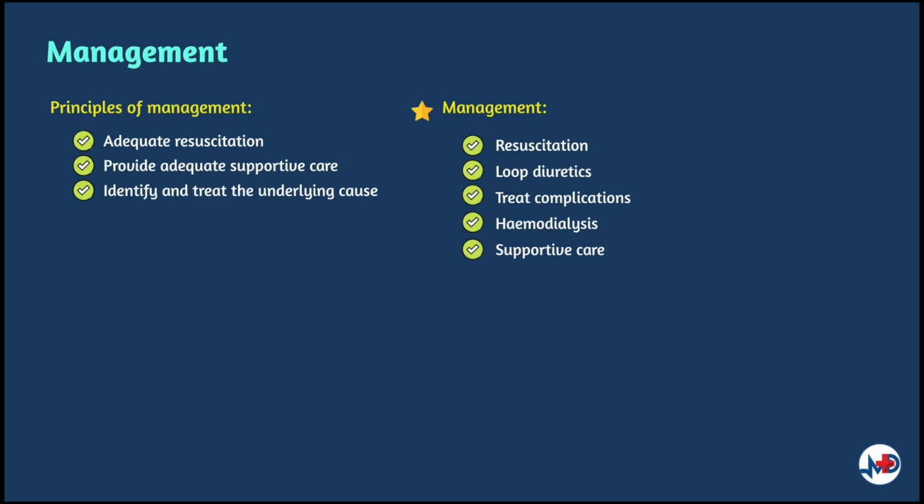Principles of management of hypercalcemia are adequate resuscitation in severe dehydration, providing adequate supportive care, and identifying and treating the underlying cause. The first-line management plan that is commonly practiced is resuscitation, where patients with physical examination suggestive of dehydration need to be adequately resuscitated with normal saline and reassessed for circulatory return. Then loop diuretics, once circulation has been restored. Administration of loop diuretics blocks sodium and calcium reabsorption. Then identify and treat the etiologies such as with surgery, calcimimetics, and corticosteroids. Treat the complications like arrhythmias and nephrolithiasis.